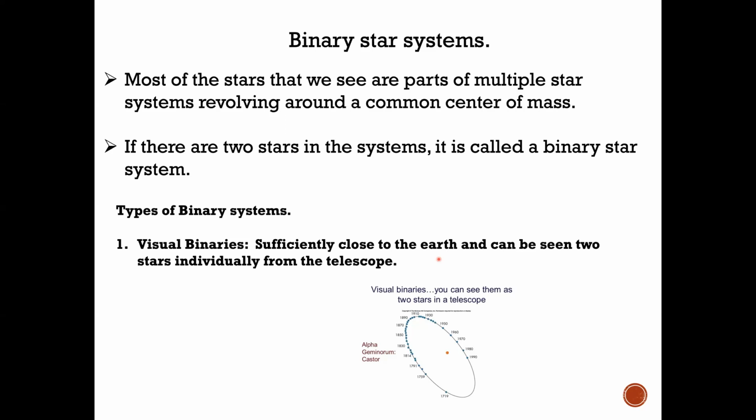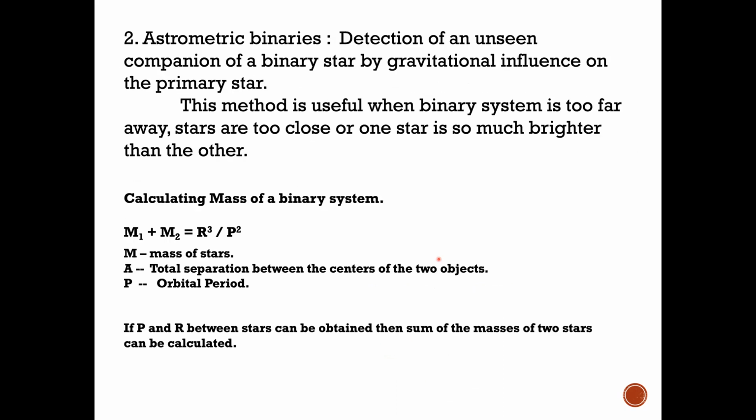Now, there are different types of binary systems that we define in astronomy, based on how we identify them, right? One of those types is called visual binaries. Visual binaries means they are very close to Earth, so that you can clearly see that there are two stars individually through a telescope. So you use a telescope and look at this star system, and you can clearly see that there are two stars separately, right? Those types of binary star systems are called visual binaries, right? And there are other types of binaries.